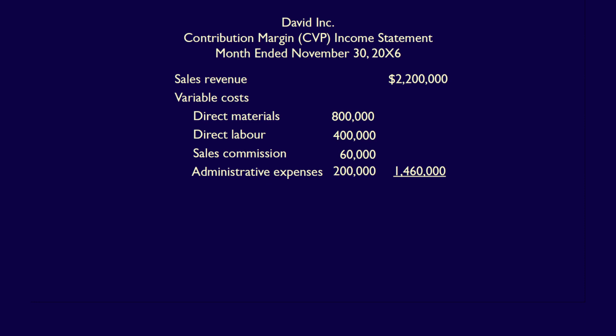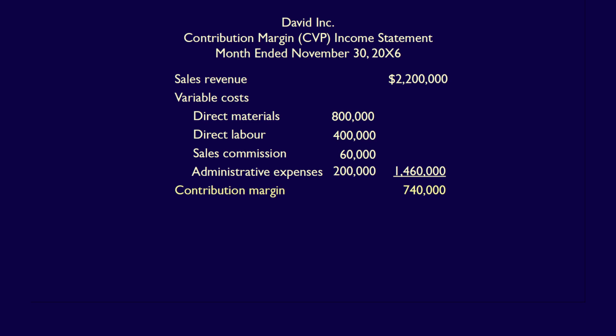Total variable costs are equal to $1,460,000. We then deduct the total variable costs from the sales revenue to determine the contribution margin. $2,200,000 minus $1,460,000 is equal to a contribution margin of $740,000. What does contribution margin mean? It's the amount of income which is available to cover the fixed costs and the profit for the owners of the company. That's why it's called the contribution margin, because it contributes to the ability of the company to pay their fixed costs and create a profit for the shareholders.